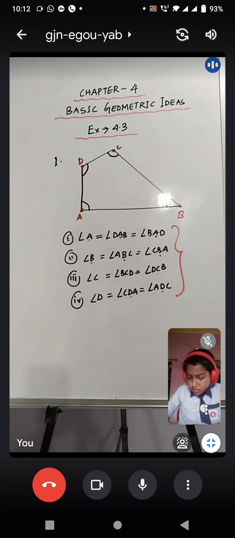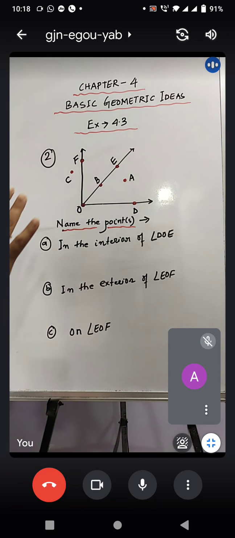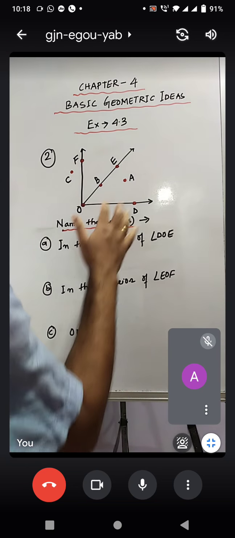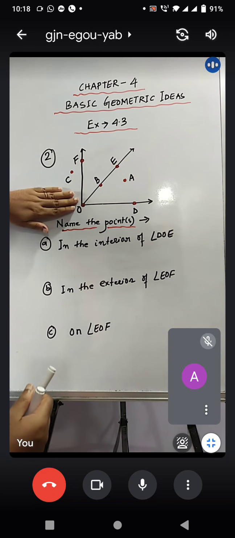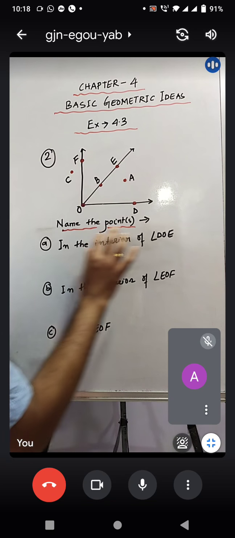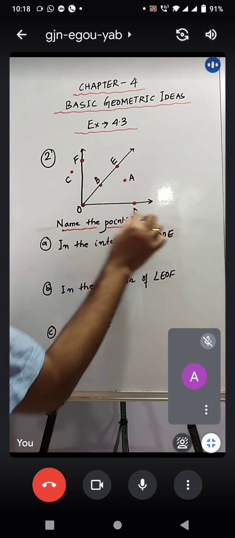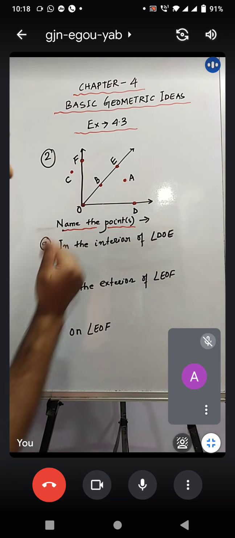Now let's move on to question number 2. Now this is question number 2, students. Now this is a required figure which is given in the question. Now regarding this figure you have to answer these 3 questions. Okay. Now what is the first question they have asked? You have to name the points for each question. What point you have to name?